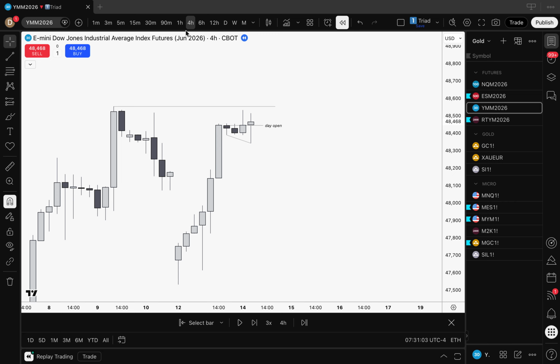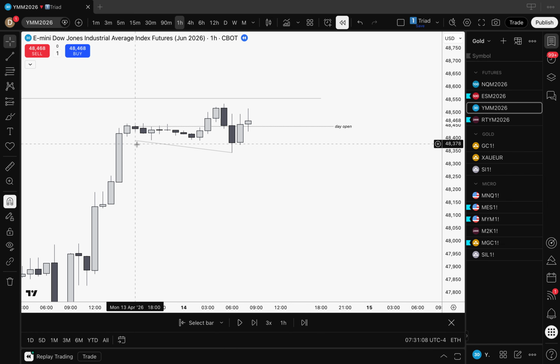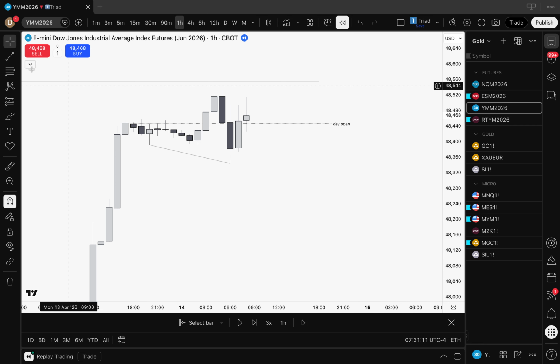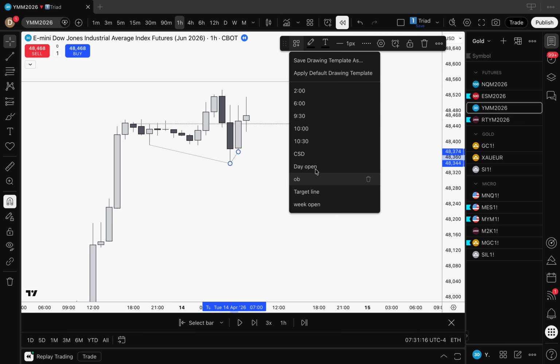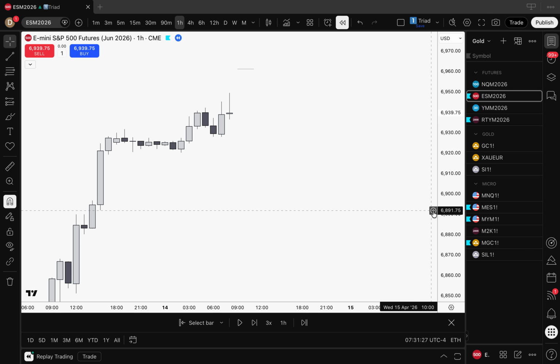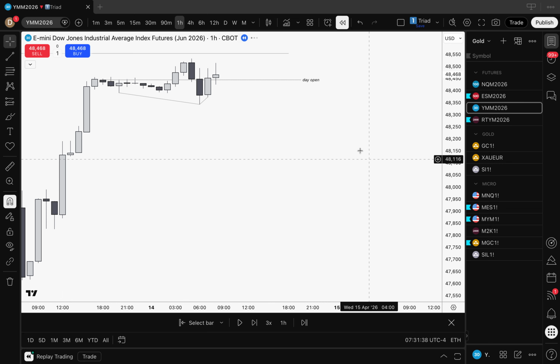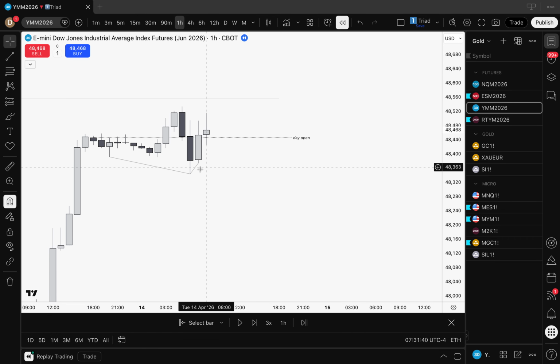Here we go, just the first stage, and the second stage we can find on the 1-hour time frame, where it creates a strength switch SMT, where the asset that was weaker is now turning stronger to catch up to these highs, and ES and NQ were turning weaker to help YM catch up, basically. Here we go. So we had two stages of SMT at the lows.